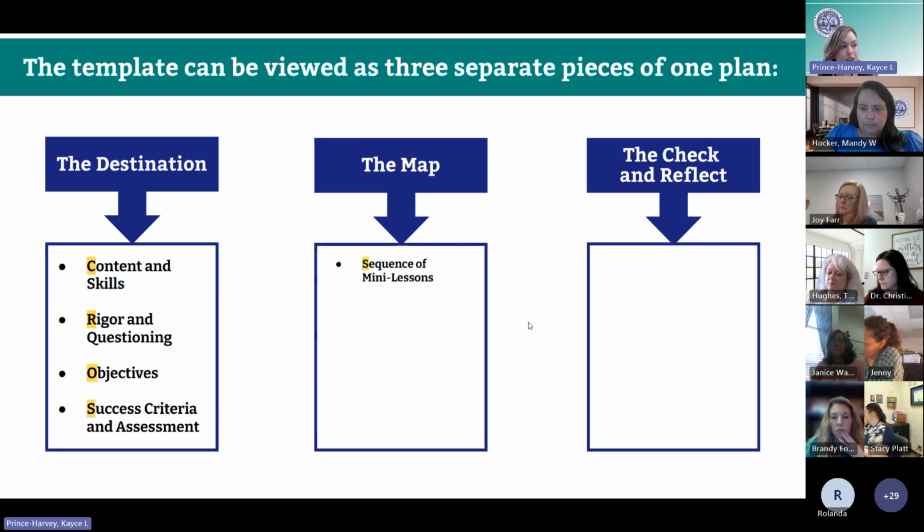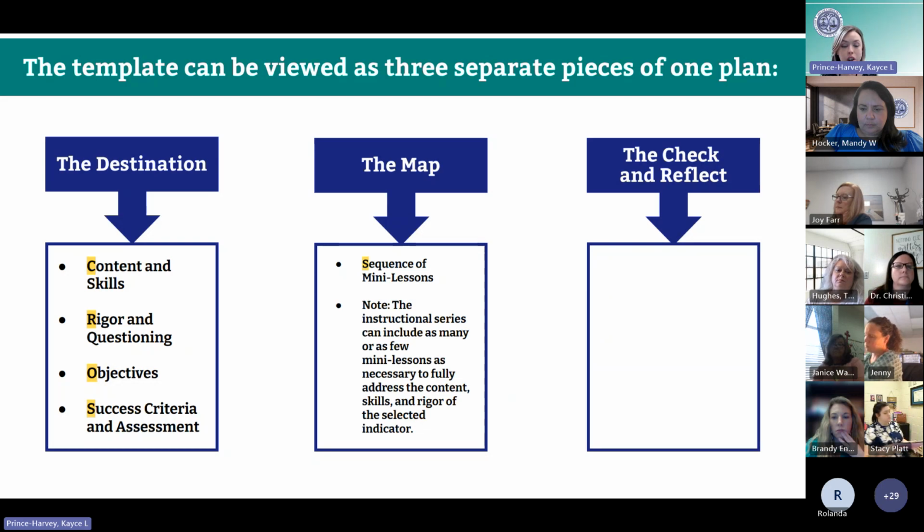The steps along the way are going to be the sequence of the mini lessons that we develop to meet those goals. And just a note here that your instructional series, so those mini lessons, can include as many or as few lessons as necessary to fully address the content, skills, and rigor of your indicator.